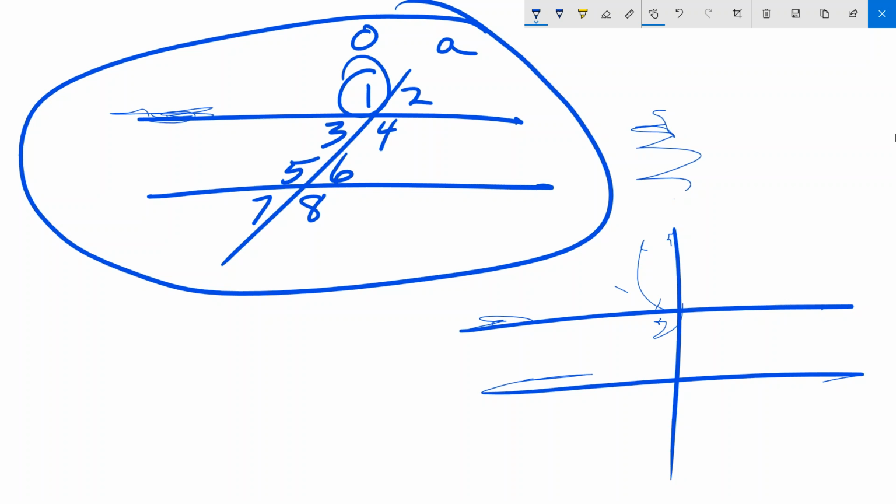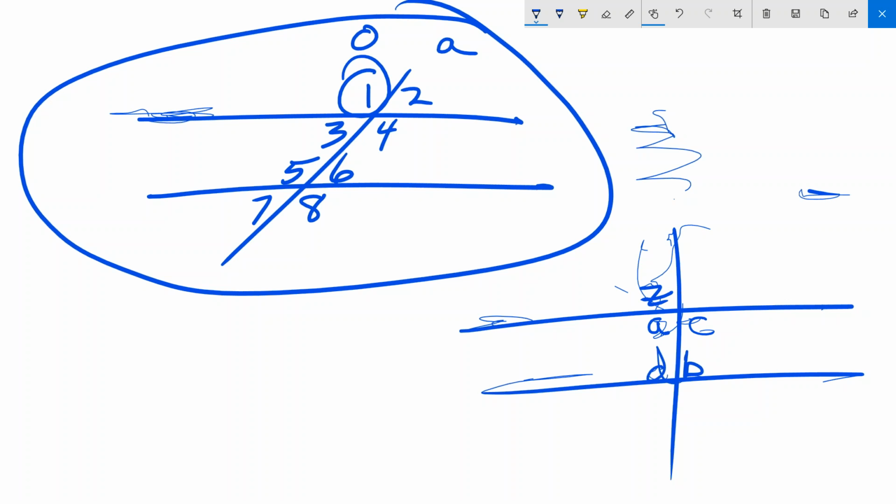Alternate exterior. A is equal to B, right? They're alternate exterior. Correct. C is equal to D. What is Z equal to in my picture on the right? Z is equal to D. Yes, corresponding. They're corresponding angles.